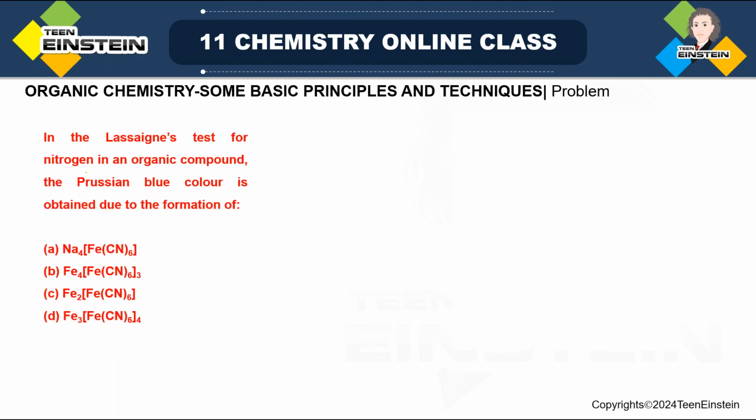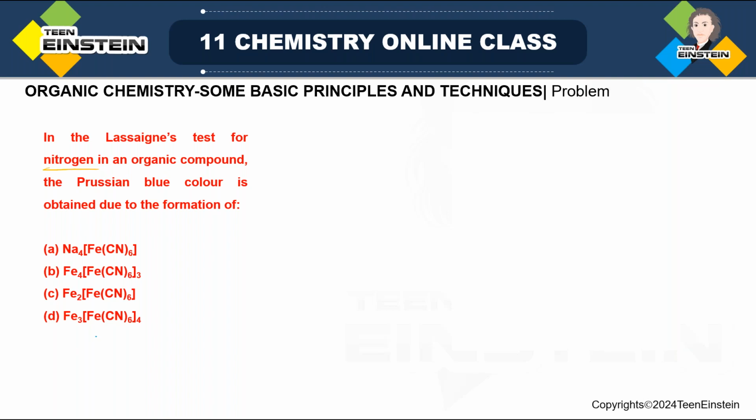In the Lassaigne test for nitrogen in an organic compound, the Prussian blue color is obtained due to the formation of, we know when nitrogen is present in this Lassaigne test, in the final step there is Prussian blue color or a greenish blue precipitate or coloration, anything may happen. But this is because of which compound?